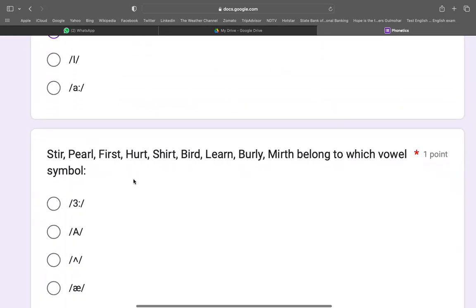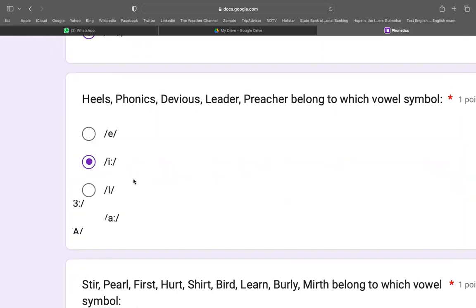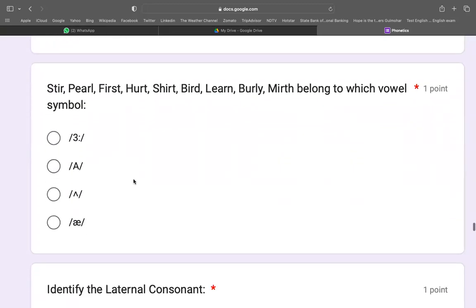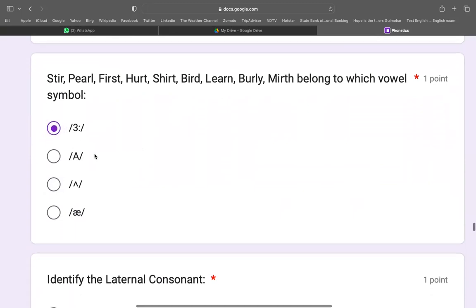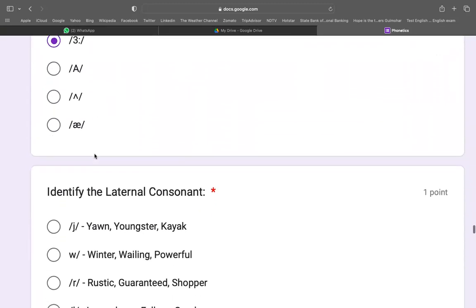Next, if I go for the next one: stir, pearl, first, hurt, shirt, bird, learn, burly, mirth, right? So a sound is coming out. So this will be referred as stir, pearl. So in that case, this would be called the appropriate sound symbol.